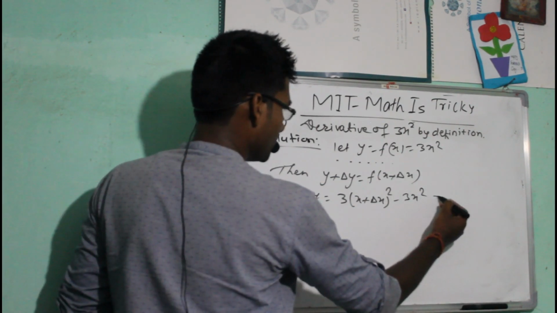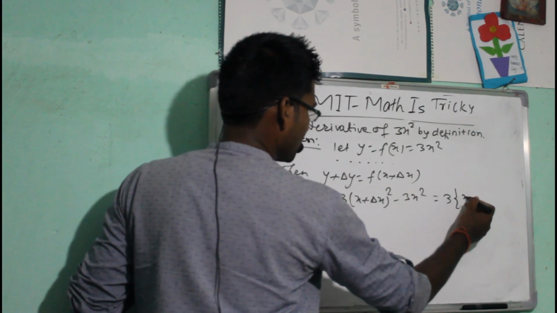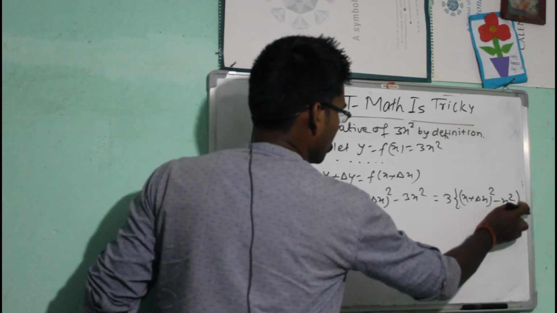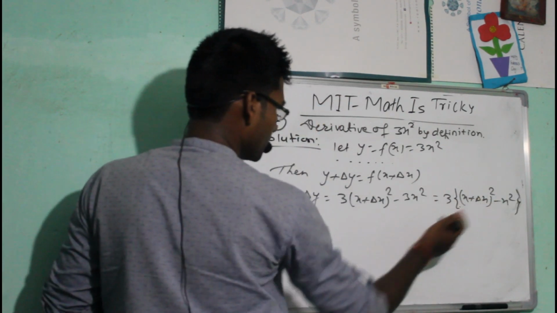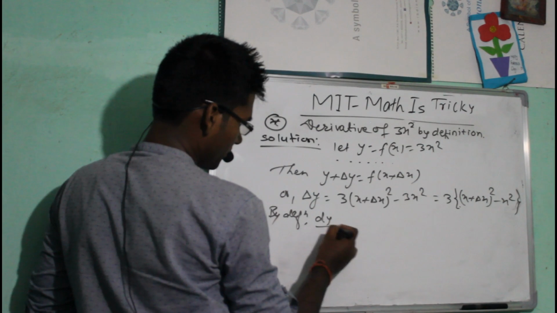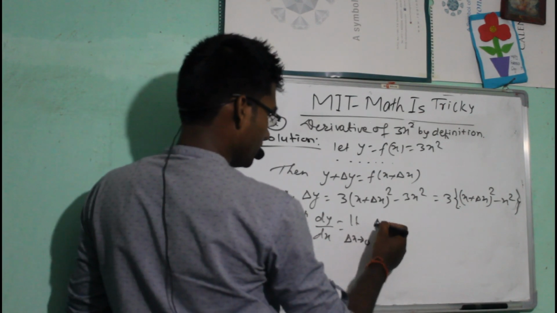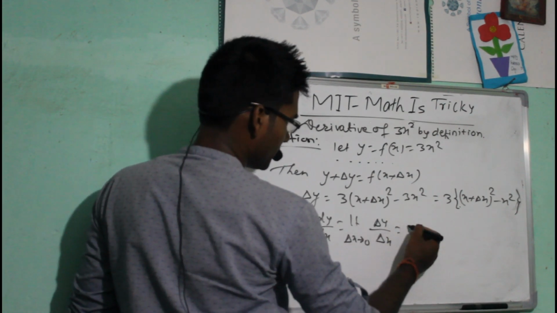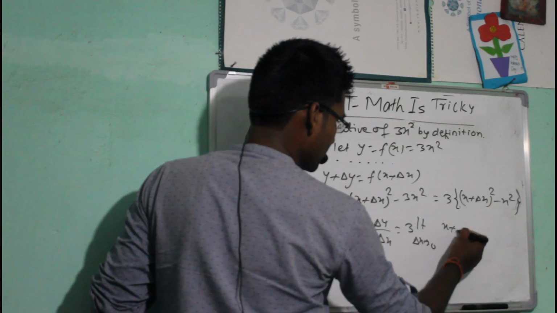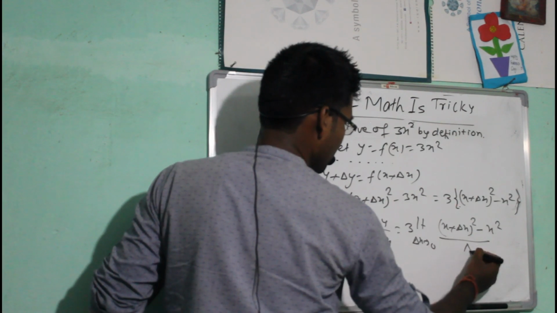So if we take 3 common, we get 3 times ((x plus delta x) whole square minus x square). This can be solved in two ways, we can simplify it, or we can use the formula by definition. Let's move for definition. We can write dy by dx equals limit delta x tends to 0 of delta y by delta x. Here 3 is a constant, so I'm writing it outside: 3 times limit delta x tends to 0 of ((x plus delta x) whole square minus x square) by delta x.